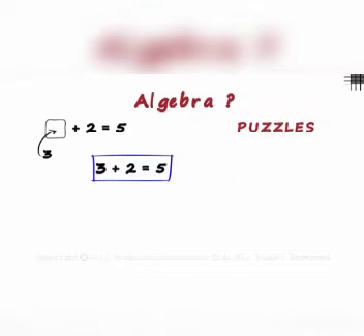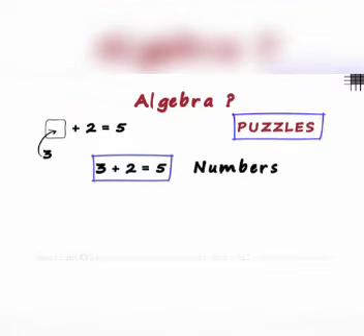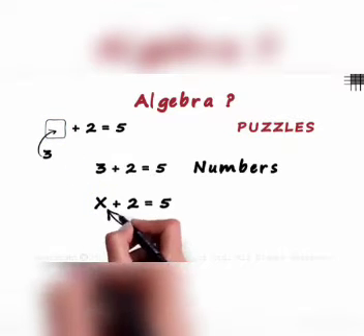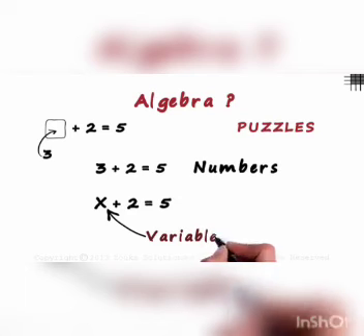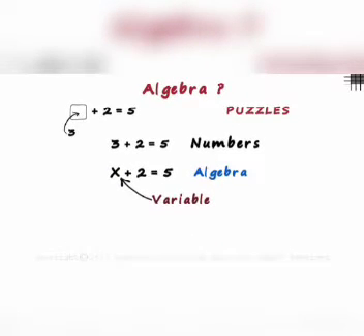This thing we see here contains only numbers. This puzzle can also be asked in a different way. We can say that x plus 2 equals 5, find x. We just used a letter in place of the box. These letters are also called variables, sometimes also referred to as the unknown since its value is not known to us. This is algebra. It deals with variables and unknowns and we are expected to find their value.